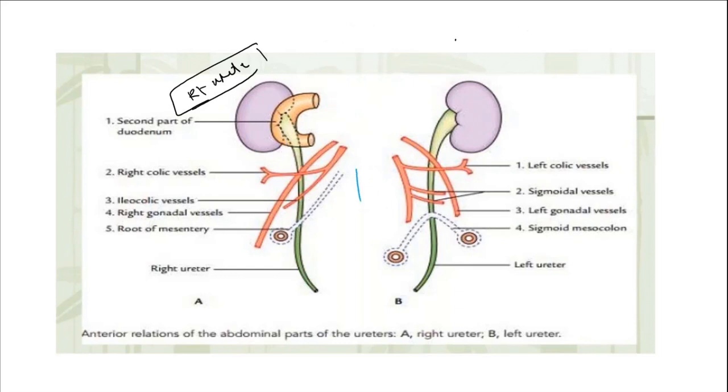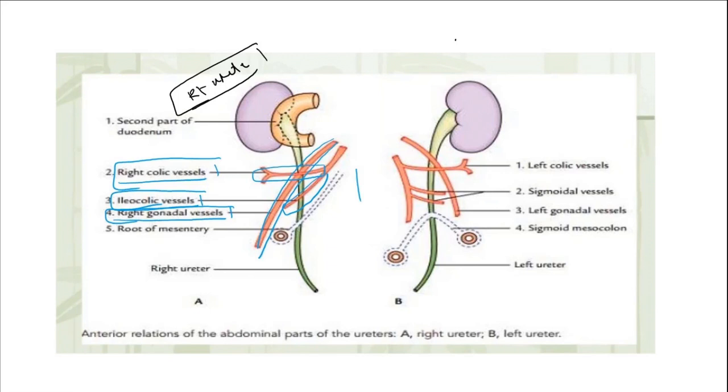So what they're talking about is right ureter is crossed by right colic vessel here, ileocolic vessel, which is the second branch here, gonadal vessel, which is this. Just remember three vessels. Right ureter is crossed by testicular or ovarian artery, which is gonadal vessels, and then right colic and ileocolic vessel.